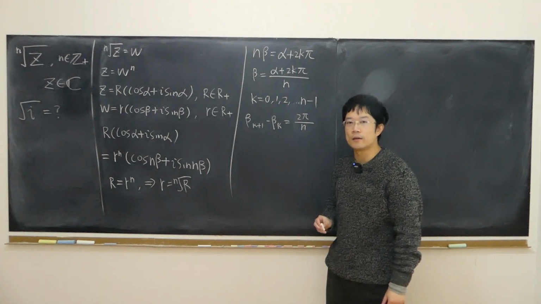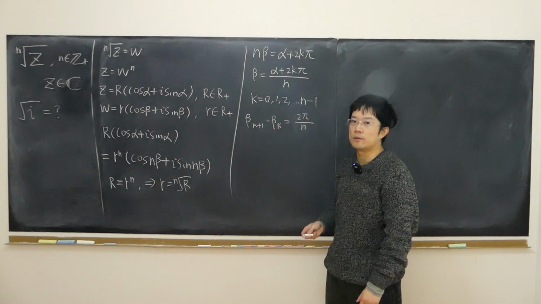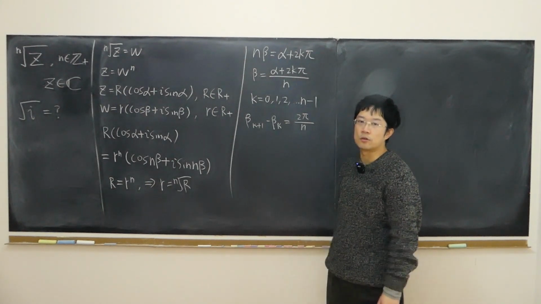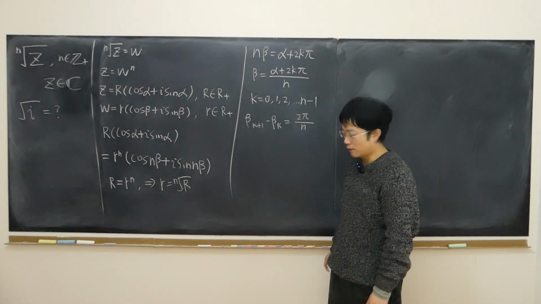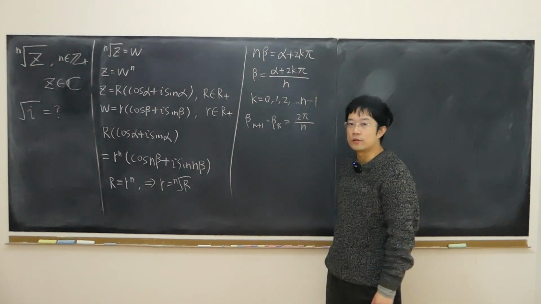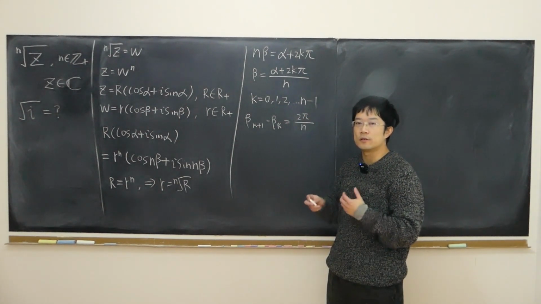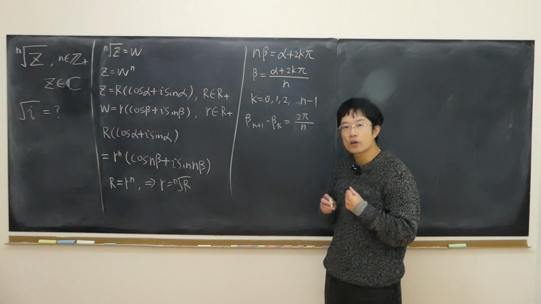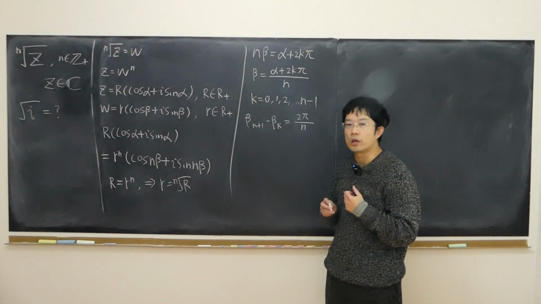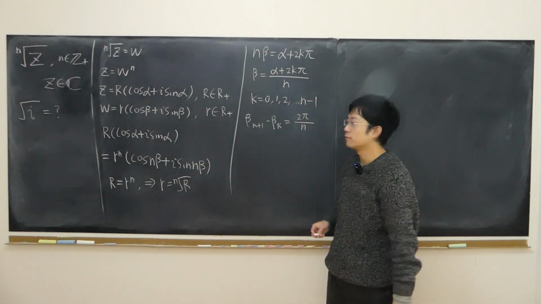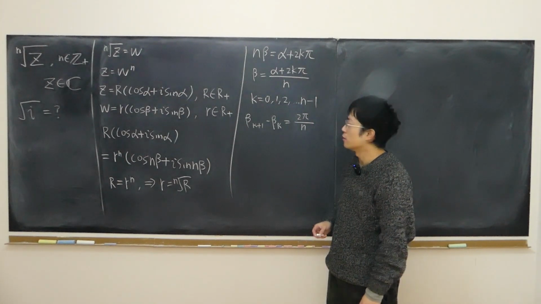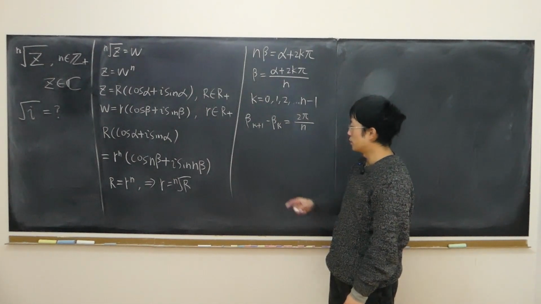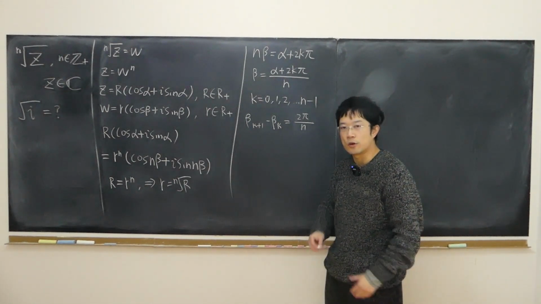2 pi is the angle of a full circle. We just divide the full circle into n equal parts, which means these n different roots happen to be the vertices of an inscribed regular n-sided polygon inside a circle. What's the radius of the circle? The radius of the circle is little r. That's our geometric meaning.